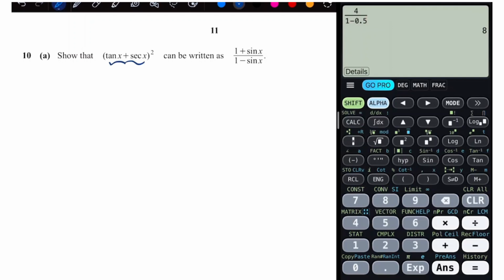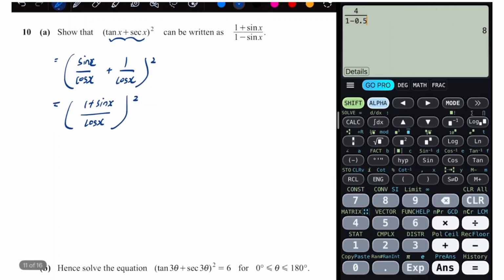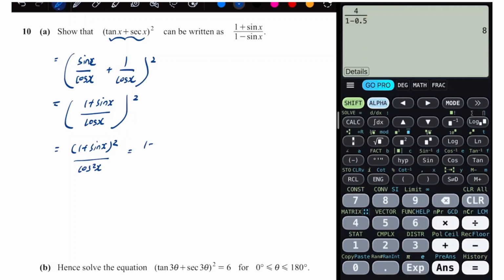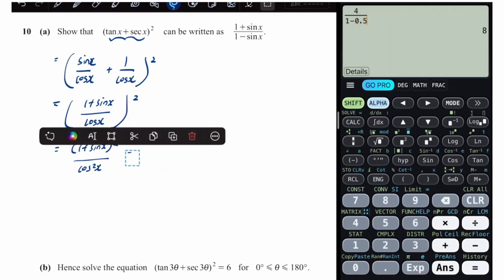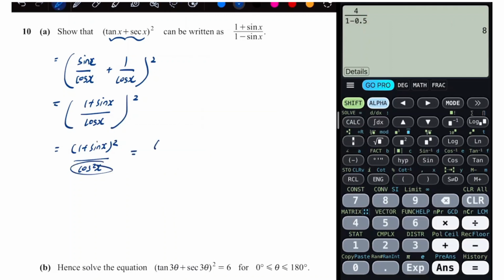Okay, let's see what we can do inside here. So tangent you can convert to sine x over cos x, while secant you can basically convert to 1 over cos x. So you might as well just combine them from the get-go, 1 plus sine x over cos x. And then don't forget to square it. You can rewrite them like this, that would be 1 plus 2 sine x plus sine square x over cos square x. Okay, but do I need to do that? I don't think I need to expand it, so let's just ignore this step. But I can still convert this to 1 minus sine square x.